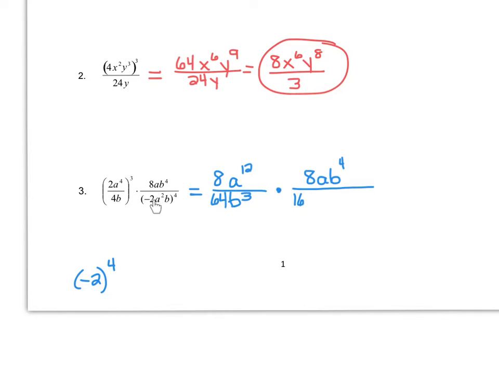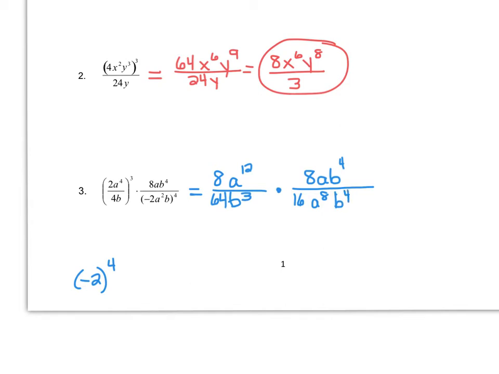Then I need to take the a squared and raise it to the 4th. Since we have a power raised to another power, 2 times 4 is 8, we get a to the 8th power. And then here, we're going to take this b and raise it to the 4th power, so that'll just be b to the 4th.